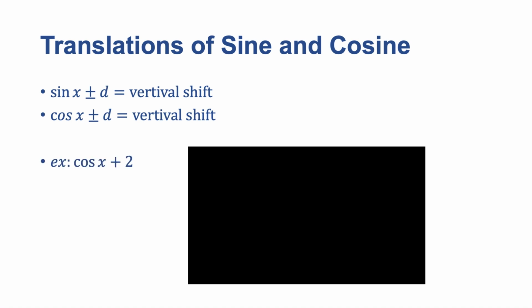So now let's try an example. Let's say I want to graph cosine of x plus 2. So cosine and sine, when they're parent functions, they just oscillate about the line y equals 0. But now we're going to move that up 2, so now we're going to be oscillating about the line y equals 2. So let's take a peek at that graph.